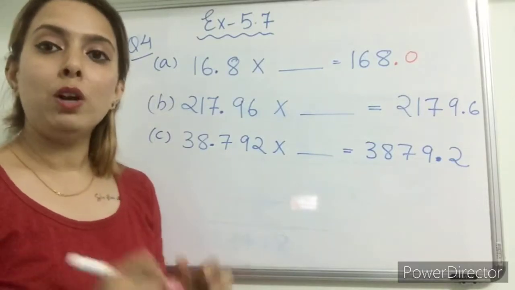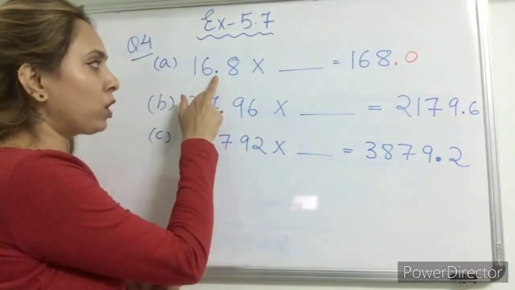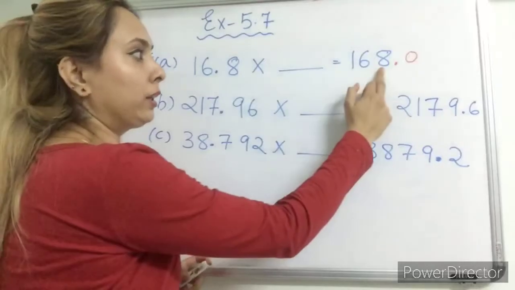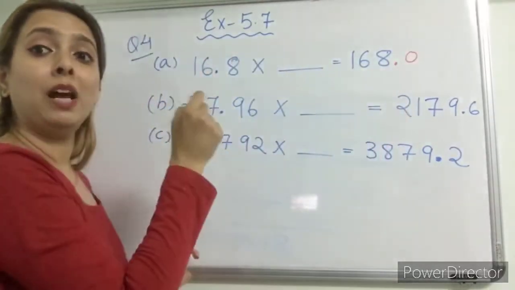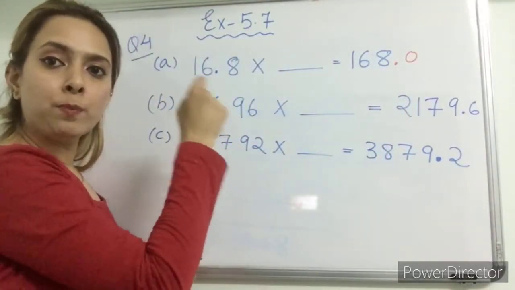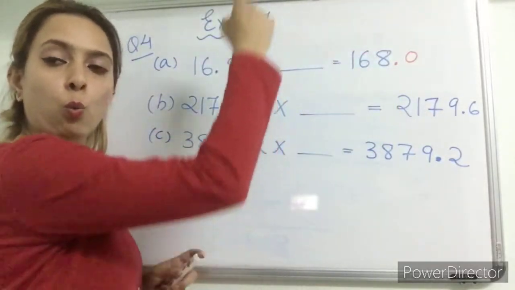Now students, you can see that here the decimal was before this 8. Now here the decimal is after this 8. It means the decimal has shifted one number.